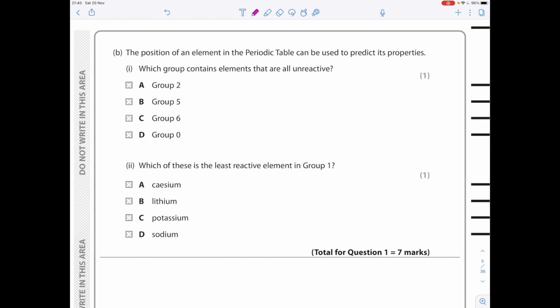The position of an element in the periodic table can be used to predict its properties. Which group contains elements that are all unreactive? Well, you want the group that has a full outer shell, which is group 0.